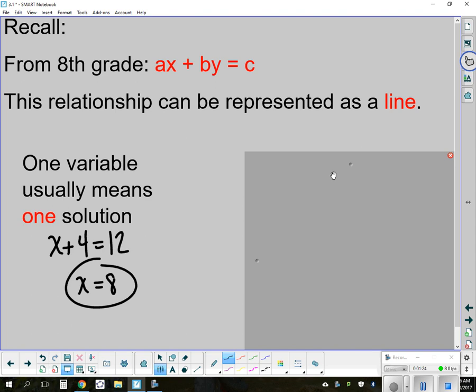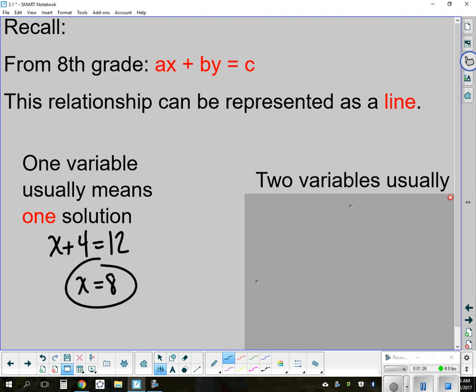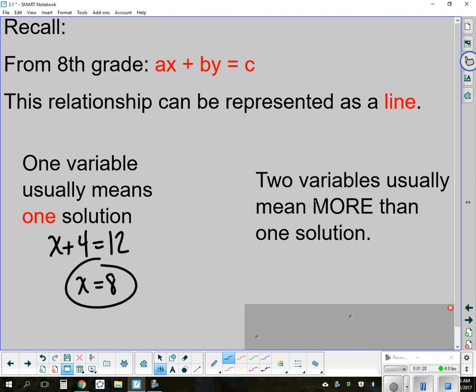In this unit, we're going to be working with two variables. Two variables usually mean more than one solution. So something like that would be in this form, and maybe it says 2x plus 3y equals 8. And you're going to see here shortly how you could come up with more than one solution.